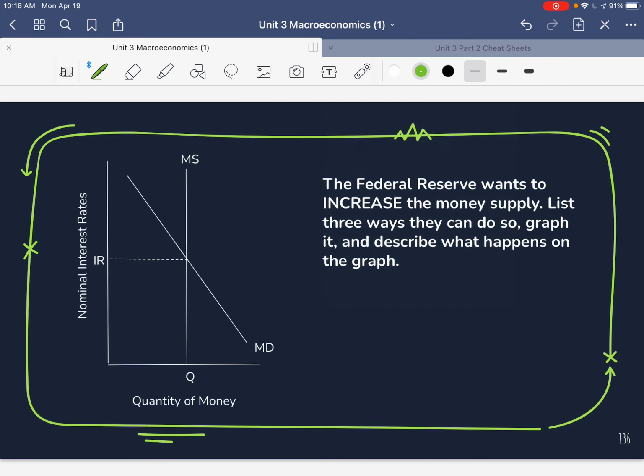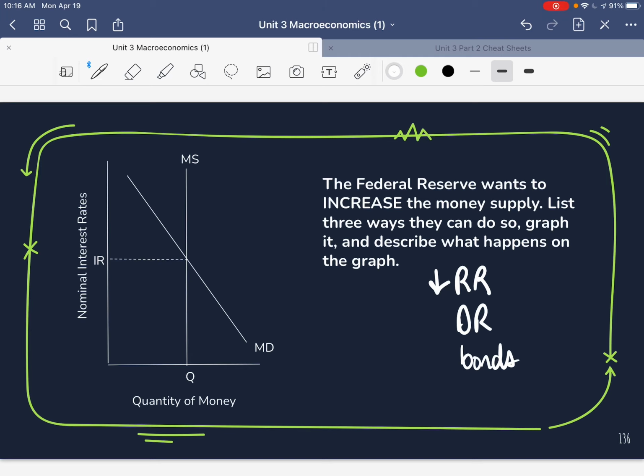What would happen here if the Federal Reserve wants to increase the money supply? So in order to increase the money supply, what can they do? Well, they can do something to the reserve requirement. They can do something to discount rates. They can do something to bonds. So let's figure out what those things are. We can either increase or decrease the reserve requirement. Decreasing the reserve requirement means banks hold on to less money. They loan out more. If they loan out more, there's more available to people. That would increase the money supply. So we're going to decrease the reserve requirement.